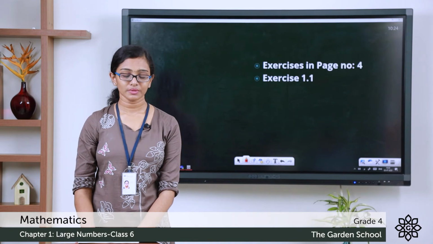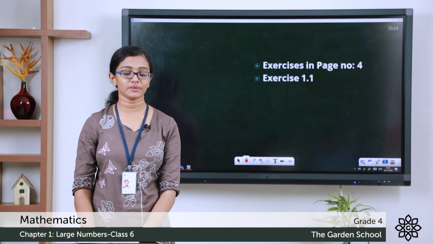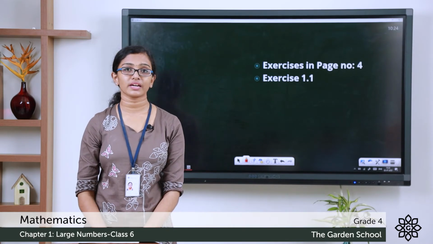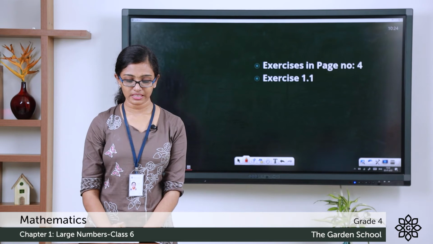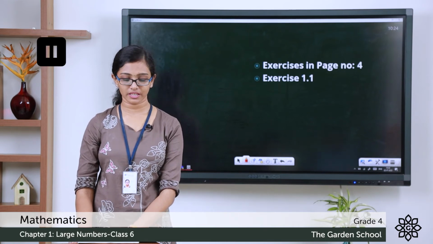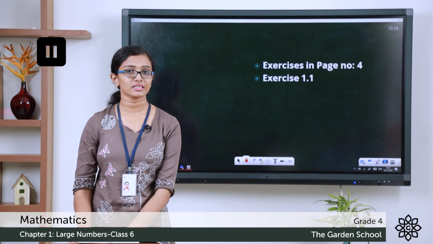Now let's do question number 6. Write the place value of 4 in each of the following numbers. One has been done for you. Here you have to write down the place value of the digit 4 in each case. So in the first case, 4 is in thousands place. So the place value is 4 thousands or 4,000. Please finish the rest of the questions and come back.